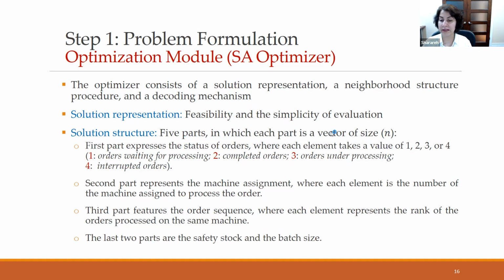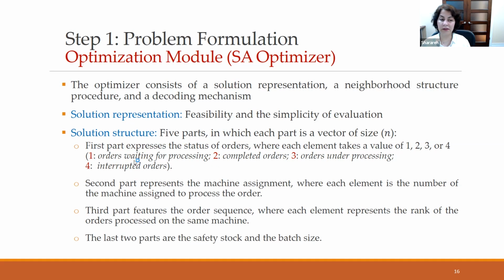So each part is a vector of size n. The first vector expresses the status of the order, which can have four statuses. One represents an order waiting for processing, 2 shows completed orders, 3 an order under processing, and 4 an interrupted order.